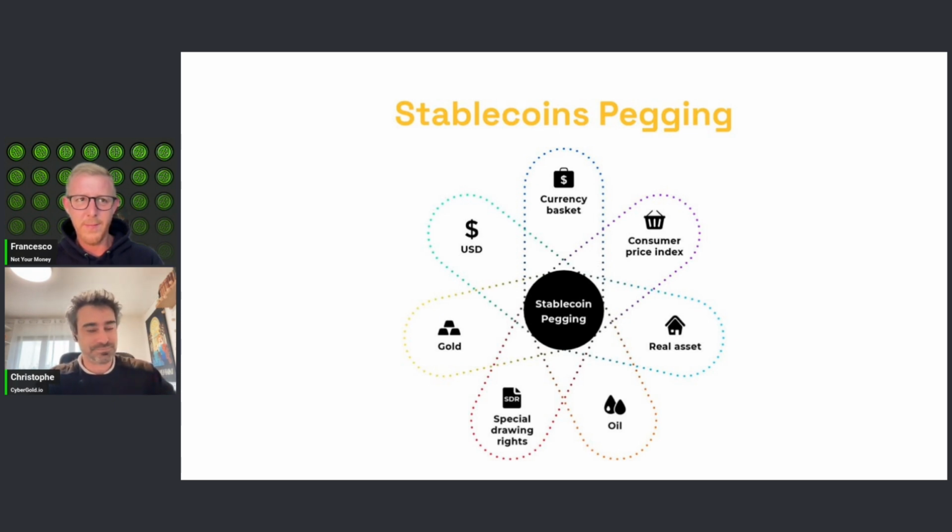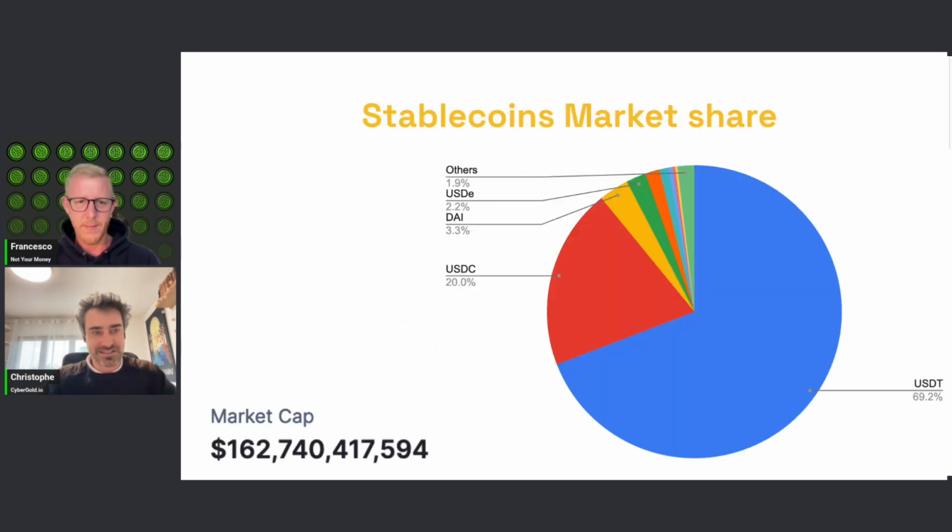How important are they? How big are they in the market at this point in time? Maybe we can go back a little bit in the history of stablecoins. The first stablecoin is Tether, USDT, which started in early 2014.